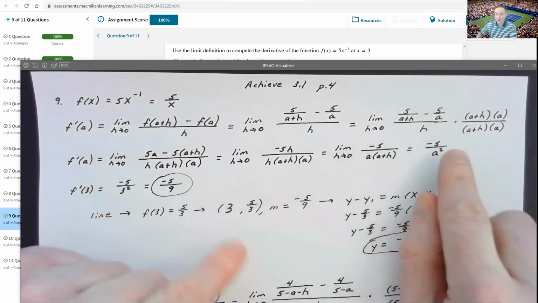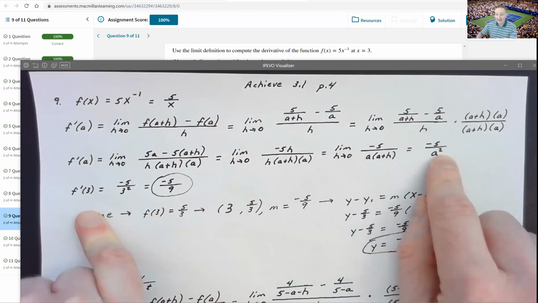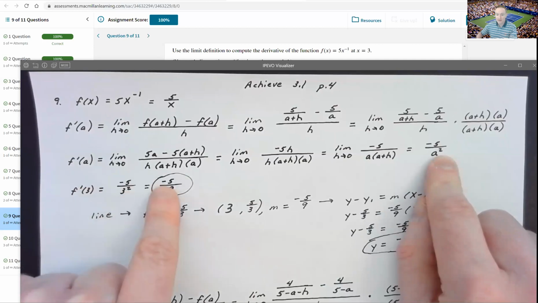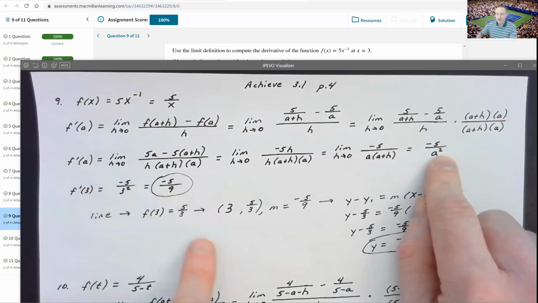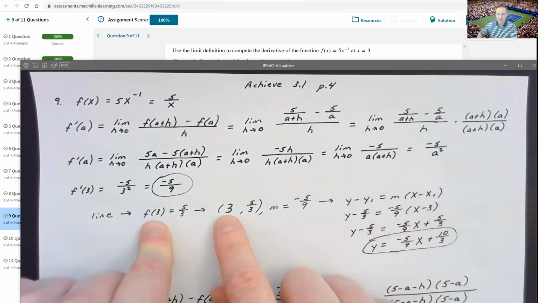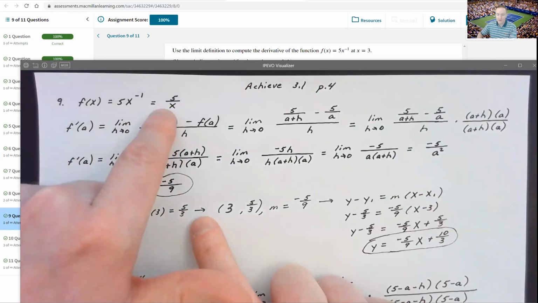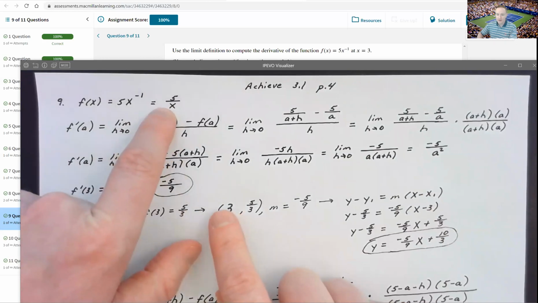Well, the problem asked us for the derivative at 3. So I can say, well, this is the derivative at any value of a. I just need to plug 3 in for that value of a, -5 over 3 squared, that gives me -5/9. Now, if I need an equation of a tangent line, which I certainly did, I can say, well, I already know the slope. I need to know the point. If I plug 3 into the original function, I get 5 over 3. So I know my ordered pair is 3 and the y value is 5/3.